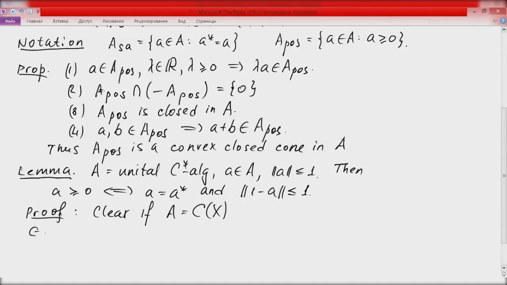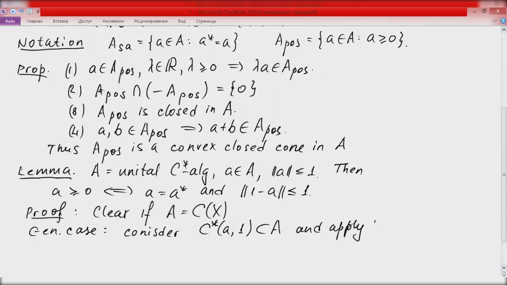Now, in the general case, we do the following trick. We consider the C-star subalgebra of A generated by little a and the identity element. Since our element little a is assumed to be self-adjoint, this algebra is commutative and unital. So we can apply the Gelfand-Naimark theorem to this algebra, and so we see that it is isomorphic to C of X, where X is the maximal spectrum of this algebra. So everything is reduced to the case where A is C of X. This is a nice application of the Gelfand-Naimark theorem. Okay, so this completes the proof of the lemma. Now let's prove the proposition.